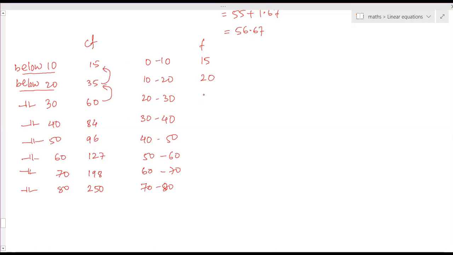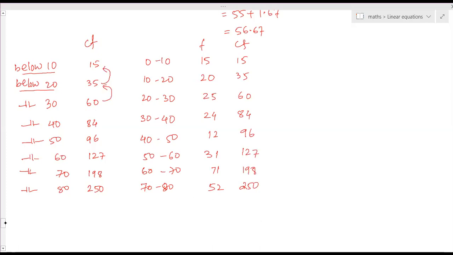So now 60 minus 35 is 25. Then 84 minus 60 is 24, 96 minus 84 is 12, 127 minus 96 is 31, then 71, and then 52. Am I right? Yes, ma'am. Then the cumulative frequency is already given. Write that as it is: 15, 35, 60, 84, 96, 127, 198, and 250.